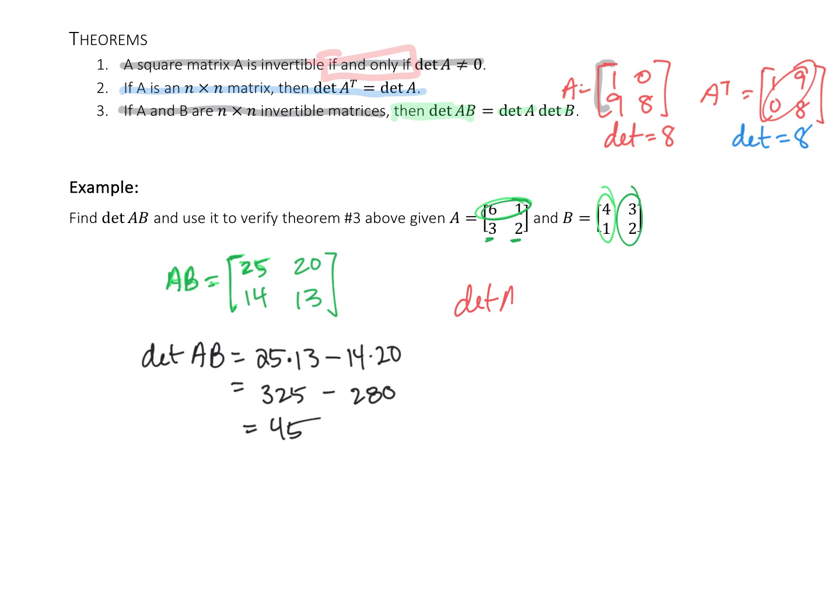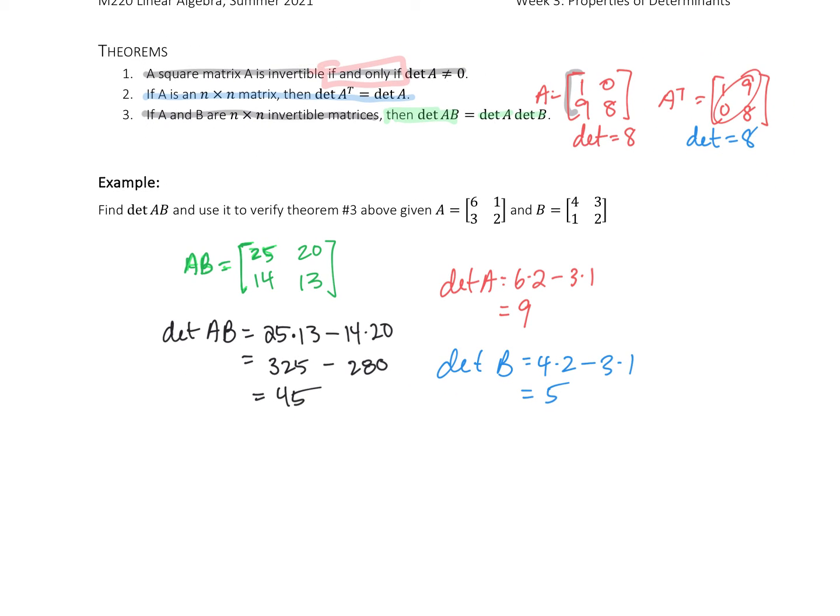What's the determinant of A? Well, 6 times 2 minus 3 times 1 is a lovely 9. The determinant of B is 4 times 2 minus 3 times 1, which gives me 5. Unless you don't know how numbers work, and then it's 7. Ask me how I know. So is 9 times 5 equal to 45? Yes! So this is true. Hopefully, okay, that's it.